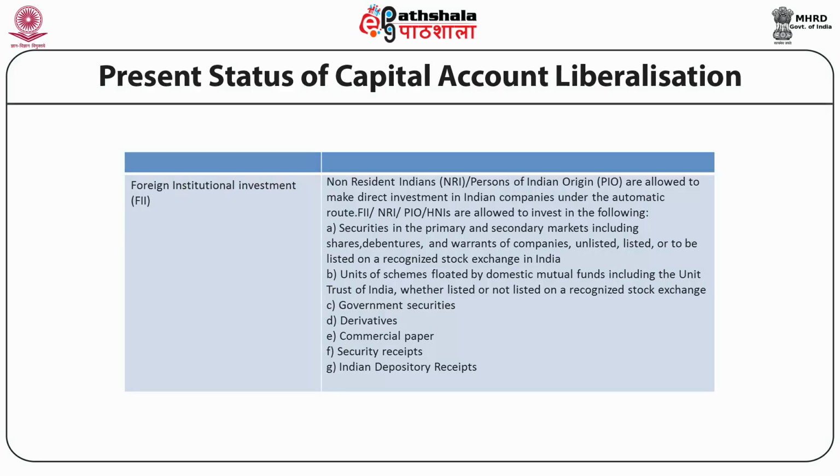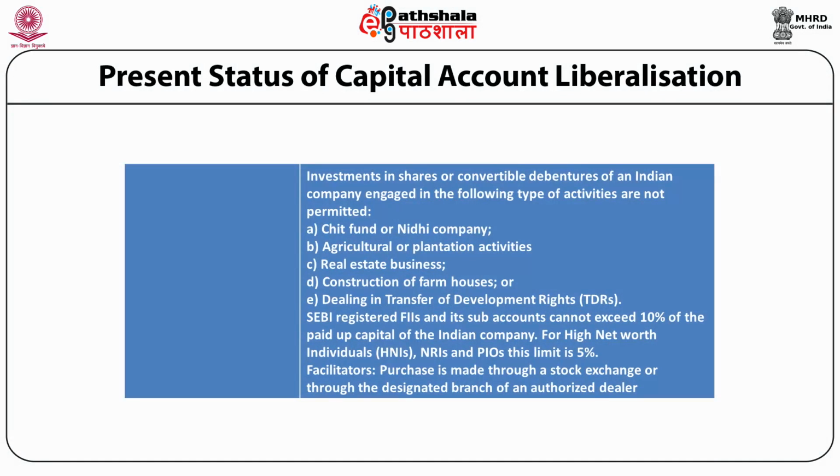Indian depository receipts. Investment in shares or convertible debentures of an Indian company engaged in activities like chit fund, agricultural or plantation activities, real estate business, construction of farmhouses or dealing in transfer of development rights is not permitted. SEBI registered FIIs and its sub-accounts cannot exceed 10% of the paid up capital of an Indian company. For high net worth individuals, NRIs and PIOs, this limit is 5%. Purchase is made through a stock exchange or through the designated branch of an authorized dealer, that is a facilitator.